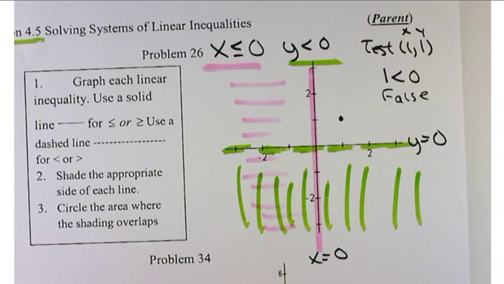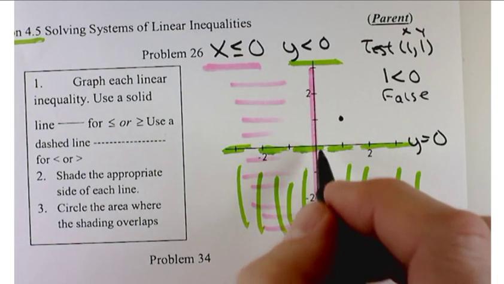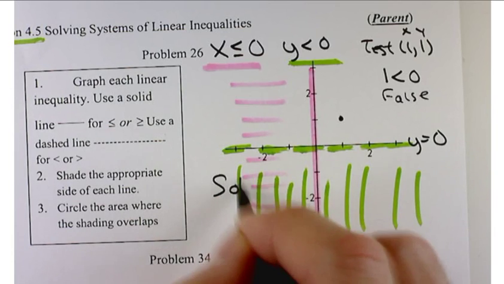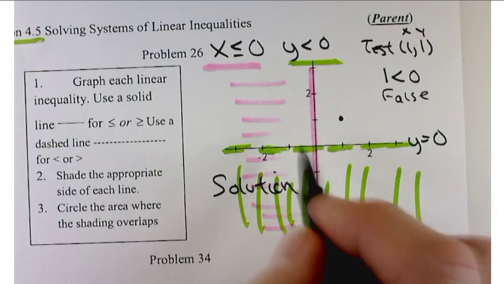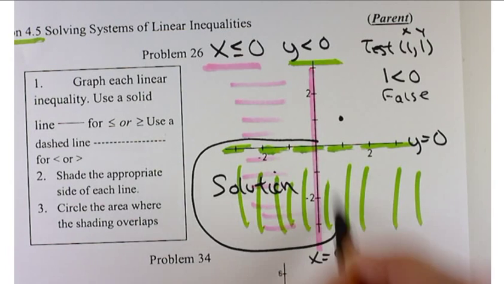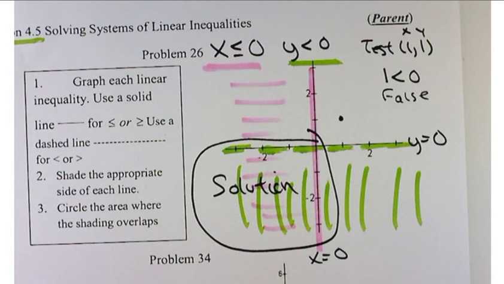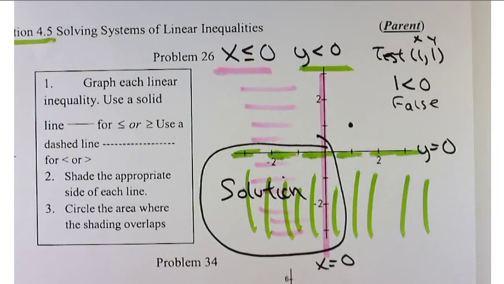Now if you left it like this, I'd be a little bit unhappy, because I will take care, and I want you to take care. On the test, I'll take care to say carefully or clearly indicate your solution. So I'd want you to either circle this or write solution on the region where they overlap. I think circling is probably best. Just tell me you understand, okay, that's my solution. That's where they overlap. Yay.